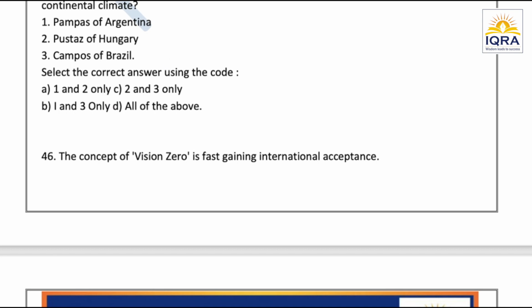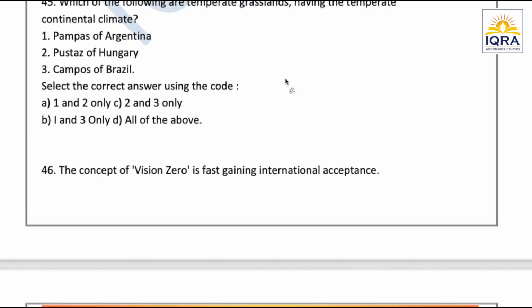Next question. Question number 45. Which of the following are temperate grasslands having temperate continental climate? Statement 1 says Pampas of Argentina. Yes, this is a correct one, because the climate of the Pampas is generally temperate only, gradually giving way to a more subtropical climate in the north and a semi-arid climate in the western fringes, right?